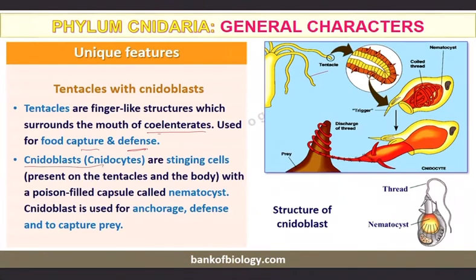What are the unique features? Tentacles are finger-like structures which surround the mouth of coelenterates, used for food capture as well as defense. Okay, these are the tentacles. And nidoblasts, that's why the phylum name Cnidaria. So there is presence of nidocytes or stinging cells present on the tentacles on the body with a poison-filled capsule called nematocyst. So nidoblast is used for anchorage, defense and to capture prey.